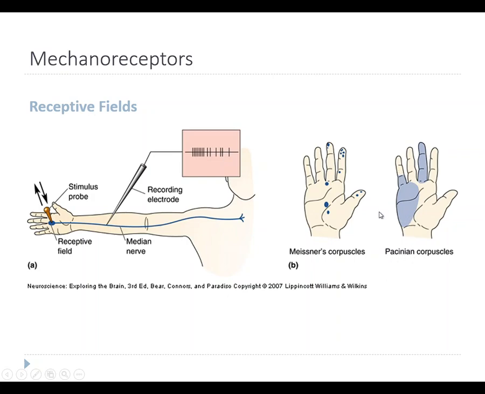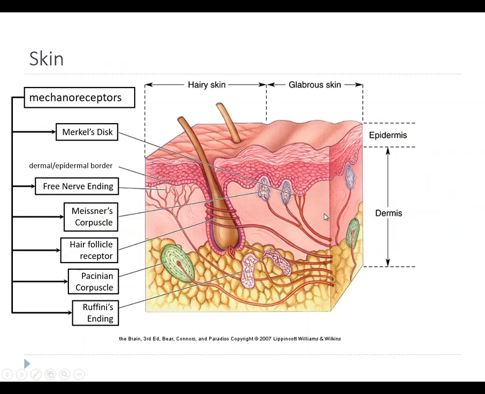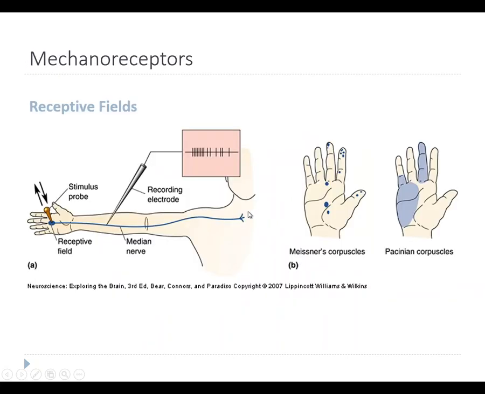So these just have bigger receptive fields, which makes them in some ways more sensitive, but their spatial resolution is lower. And like I said, the reason for that partly has to do with the position of the receptor. So the Pacinian corpuscles are much deeper than the Meissner's corpuscles, for example. So any given amount of pressure on the skin is going to have a more localized effect on the Meissner's corpuscles than it would on the Pacinian corpuscles. So it's just due to that depth difference that they have those different properties.